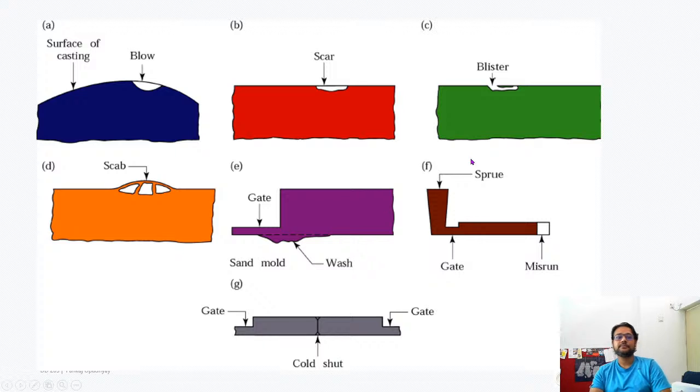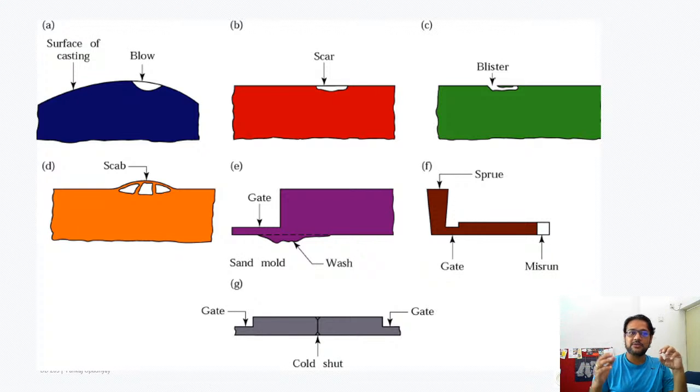Okay, then there is another form where let's say you have a very long thin part. The idea is that you pour from one end, and the material needs to travel from one end to the other end to fill up. So what happens is that once you pour in, the molten material also cools down as it travels to the other end of the casting cavity, okay.